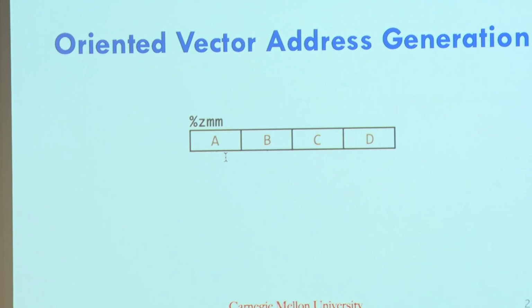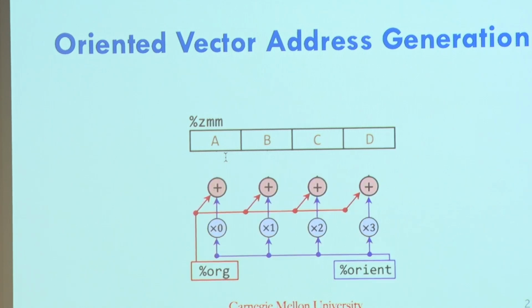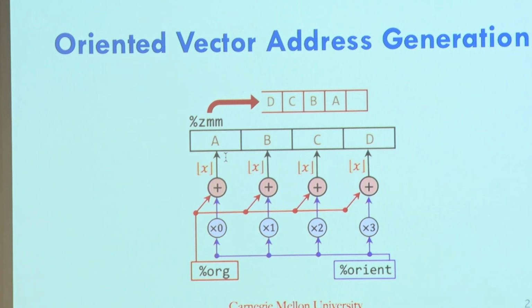So the main difference between this vector instruction and traditional instructions is its address generation. Here we have to generate addresses explicitly. For this purpose, we use this circuit. The two operands, the origin address and the orientation, are weighted and summed in this manner. Their fractional parts are omitted, and the addresses enter the load queue.